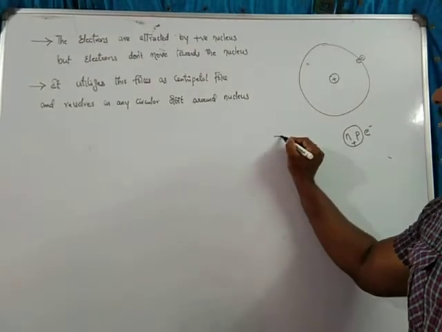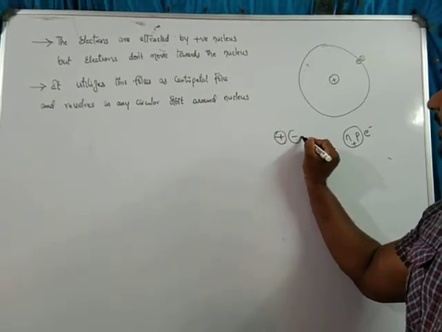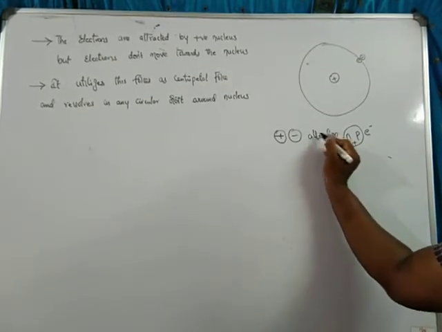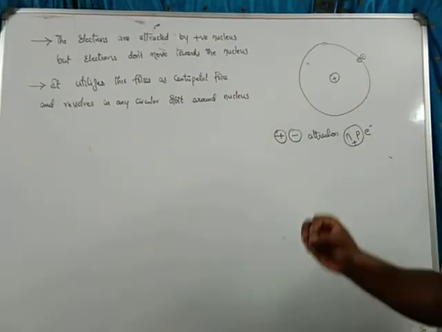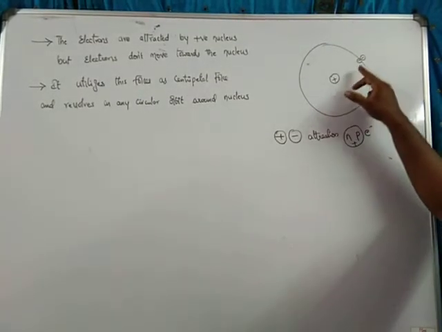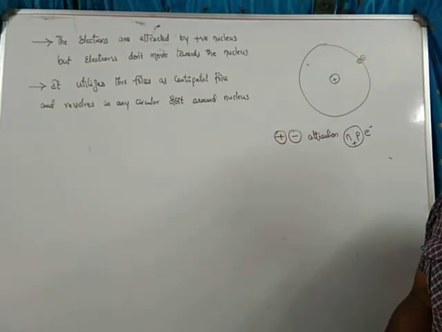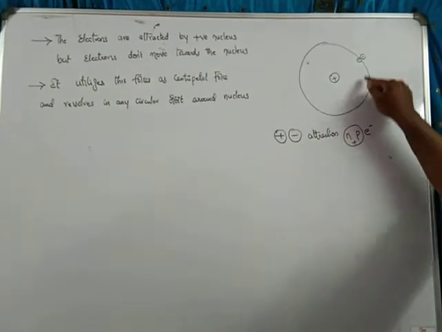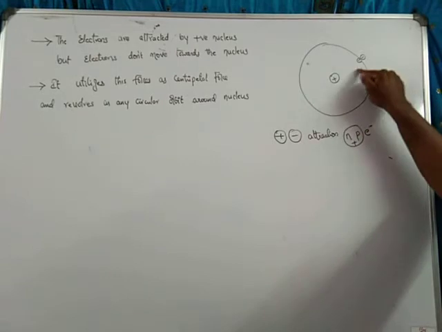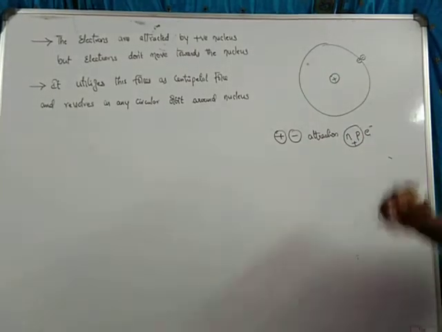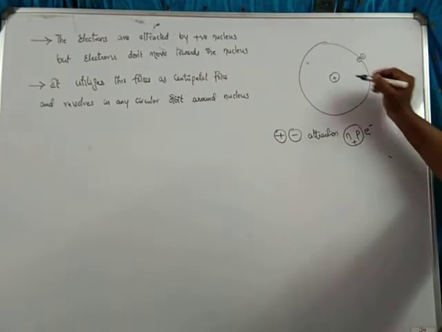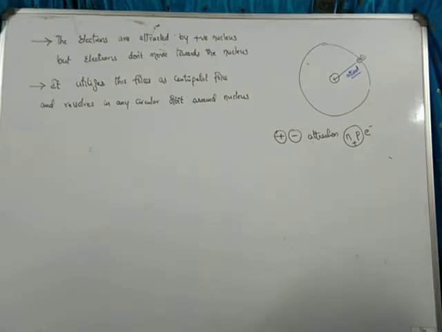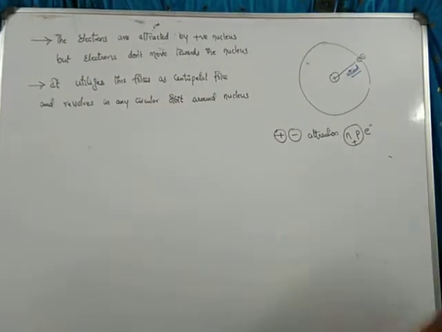According to the concept, a positive charge always attracts a negative charge. So there is an attraction. At the center we have a high density of positive charge, and the electron has a normal charge, 1.6 into 10 to the power of minus 19. So whenever these electrons revolve around the nucleus, they have a chance of attraction. Positive and negative will attract, so they have to move towards the nucleus.